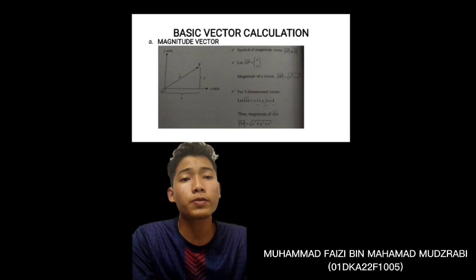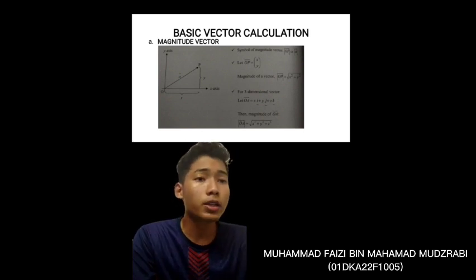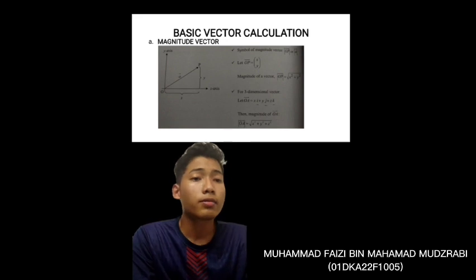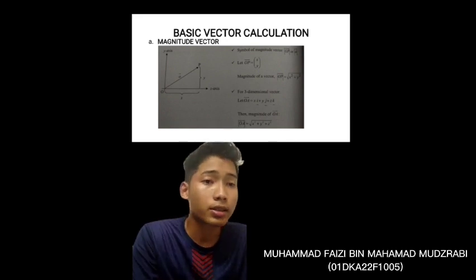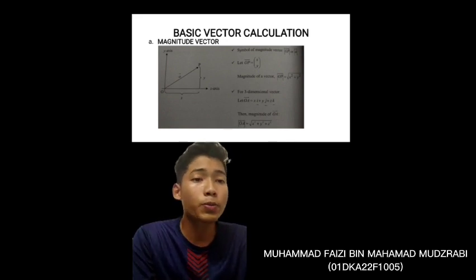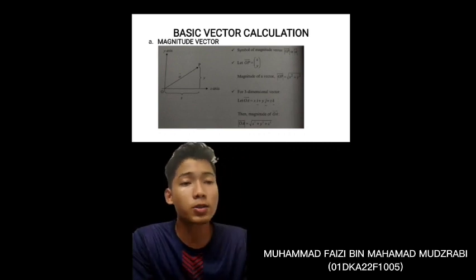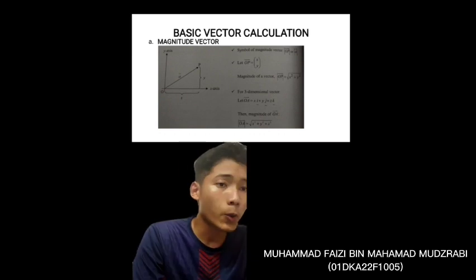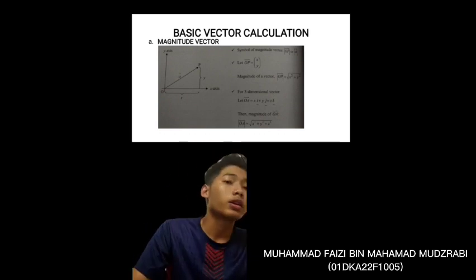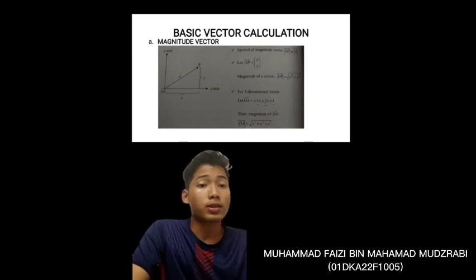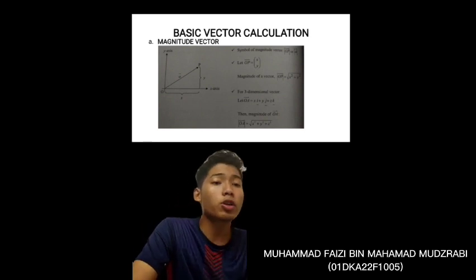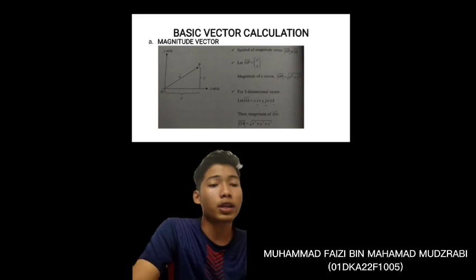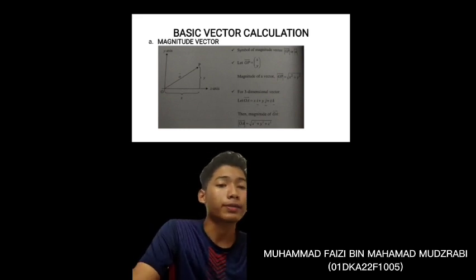A. Magnitude of a vector. Symbol of magnitude of a vector. As you can see. Then second, let OP be (x, y). Magnitude of vector OP, as you can see, and for a three-dimensional vector, the magnitude of OA.